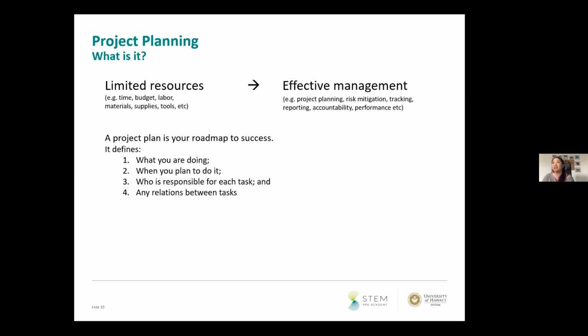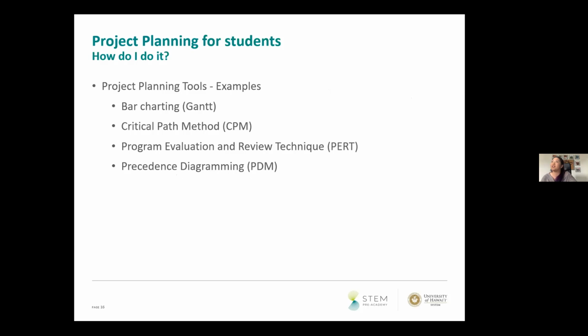On a high level, a project plan, at least from my perspective, contains four main things. What are we doing? When do we need to do it? Who's going to do it? And are there any interdependencies or relationships between each of these tasks that will impact our schedule and how we get things done? So with that said, we talked about why and what, and now we're going to talk about how. How do we do it?